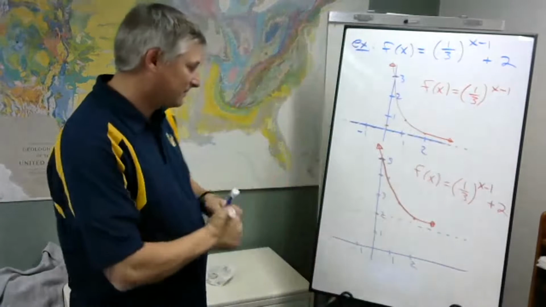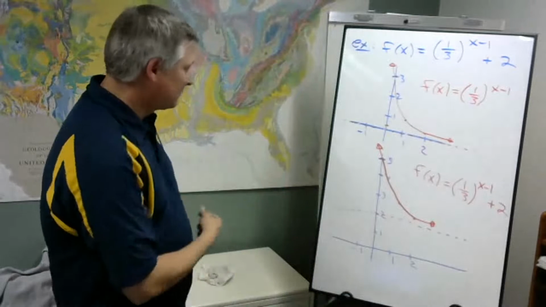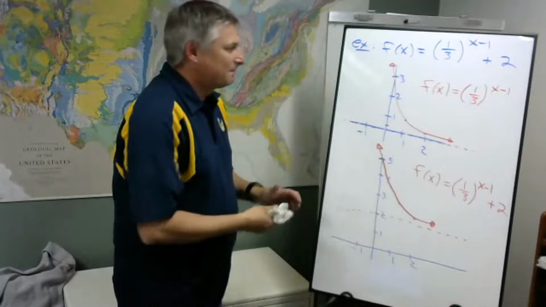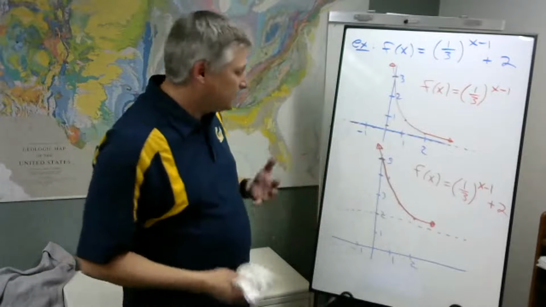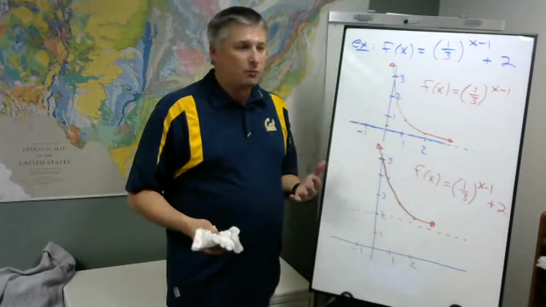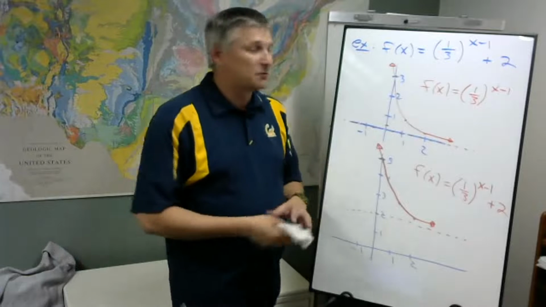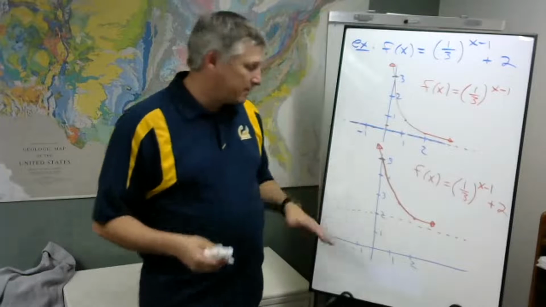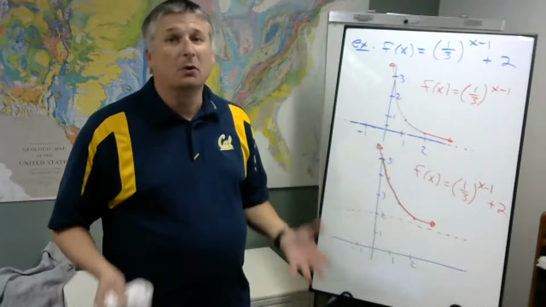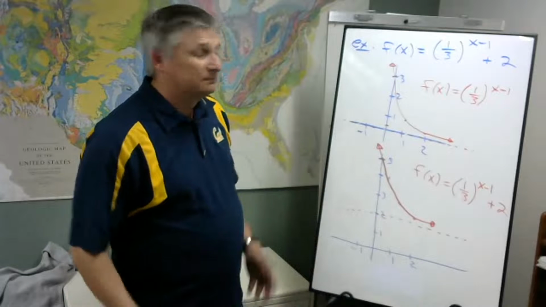And there you go. So that's how we can translate these things. We use the same approach as we did with the other functions we looked at transformations for. The thing you want to remember is you're going to take this horizontal asymptote with you. All right.